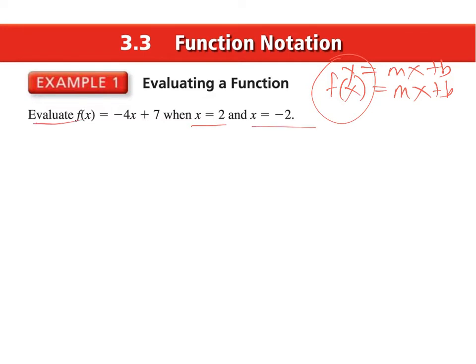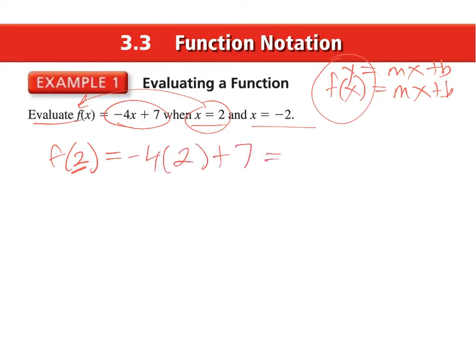So essentially this is what we're doing. We're plugging x in here. So we have f of 2 equals what? Well, wherever you see x in this expression, you're going to plug in 2 for x. So I have negative 4 times 2 plus 7, which is negative 8 plus 7, which is negative 1. So f, the function, evaluated at the x value of 2 is equal to negative 1.